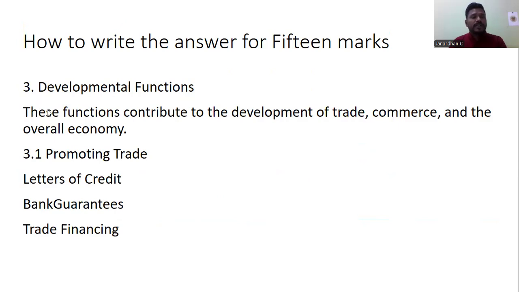Next, point number 3, that is the developmental function. You have to write how commercial banks contribute to the development of trade, commerce, and the overall economy. Promoting trade, 3.1. So how will promoting trade happen? The bank will issue letters of credit. It will facilitate import and export. Bank guarantees: yes, the bank will stand as a guarantee for your trade purpose. Trade finance: it will provide finance as well for your trade.